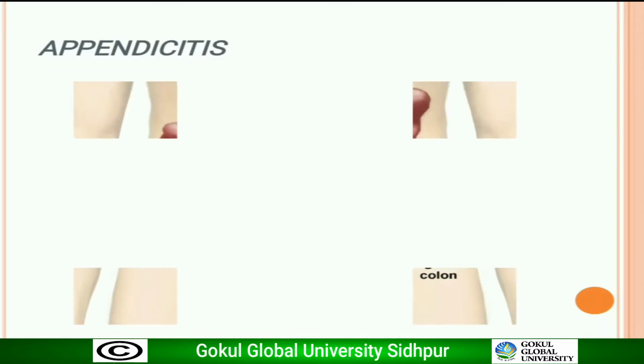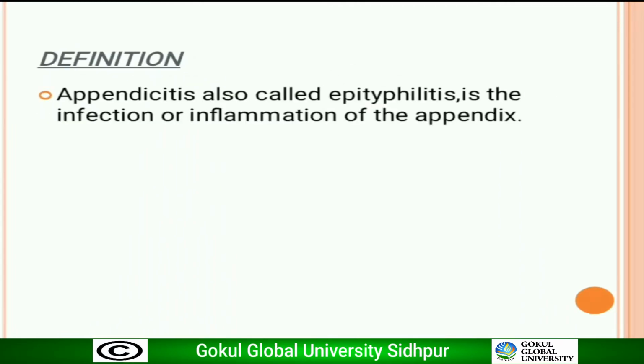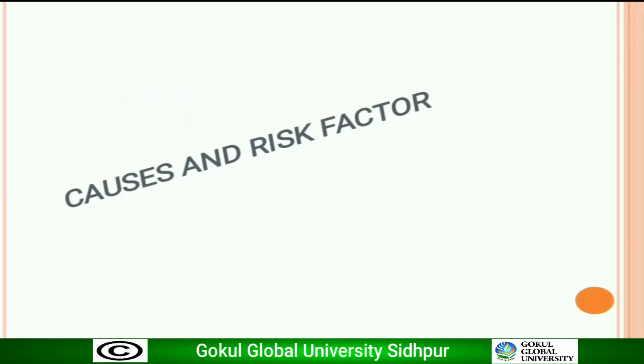And the appendicitis. The definition of appendicitis: appendicitis, also called epityphlitis, is the infection or inflammation of the appendix. And the causes and risk factors.